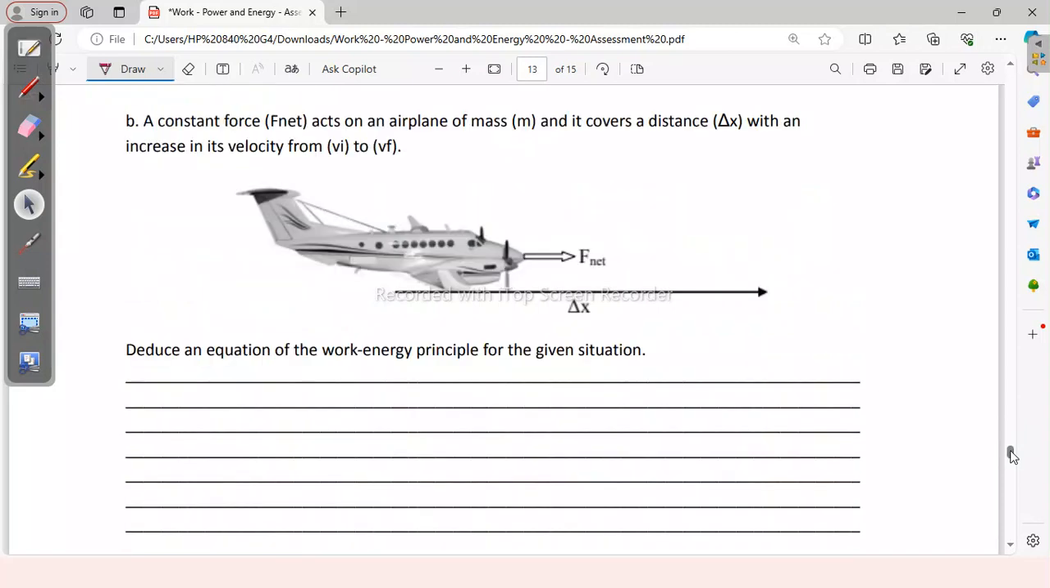Then a constant force F net acts on an airplane of mass m and it covers distance x with an increase in the velocity from Vi to Vf. Do you know the work energy principle? Work energy principle, it says net work done is equal to the change in kinetic energy. This is the work energy principle. और दूसरे ही अल्फाज में, जब ये question इन्होंने provide किया था तो यही same काम अभी हमने ऊपर एक question में किया है, right? We'll start with the product of force and displacement, फिर आप force को mass into acceleration में open कर दें, फिर Newton की equation को use करें and you will eventually be able to prove this equation.